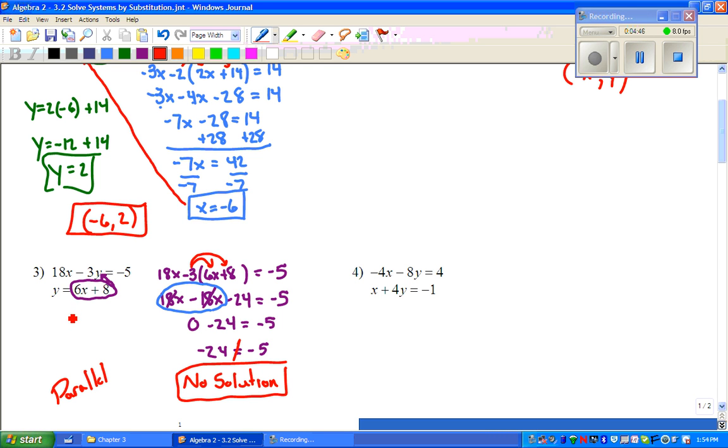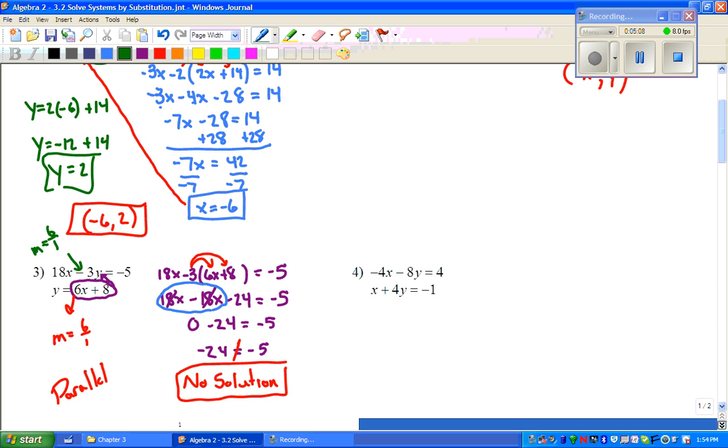Okay? The slope in this one right here is equal to 6 over 1. Guess what the slope in this one right here is also going to equal? It's also equal to 6 over 1. Okay? Now, if this would have said -5 equals -5, then you know it's the exact same line, and it would be infinitely many solutions.